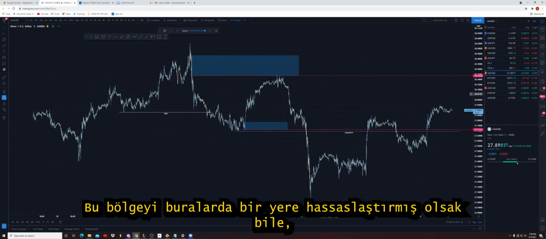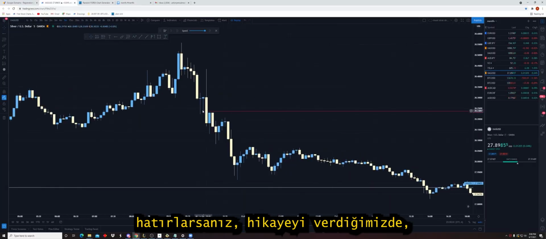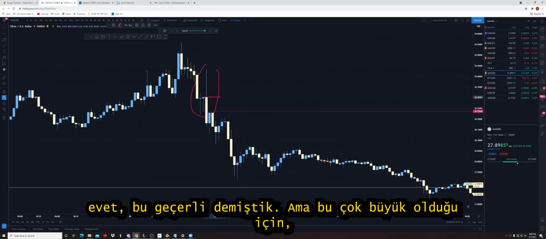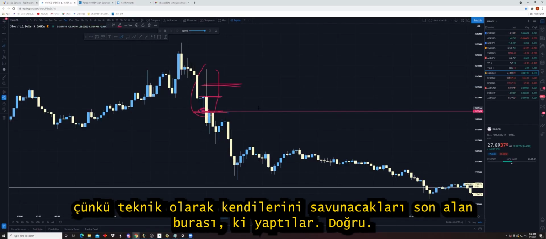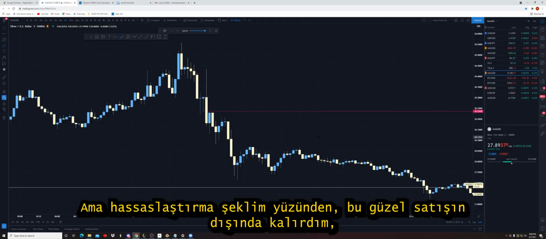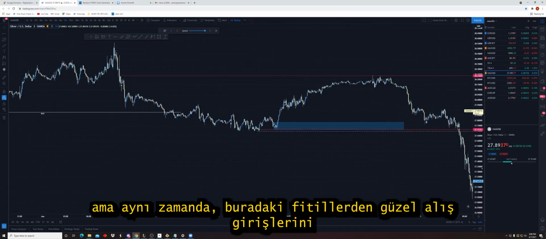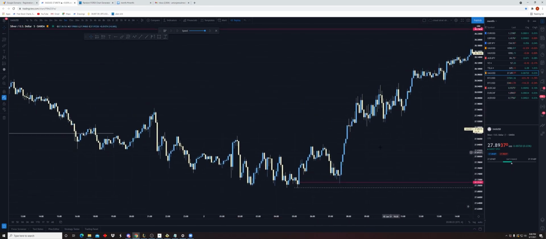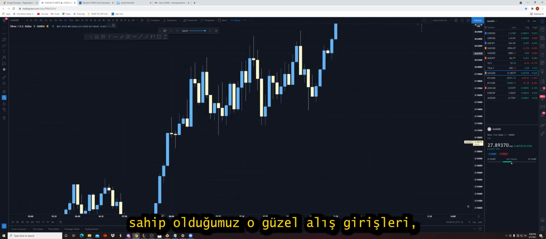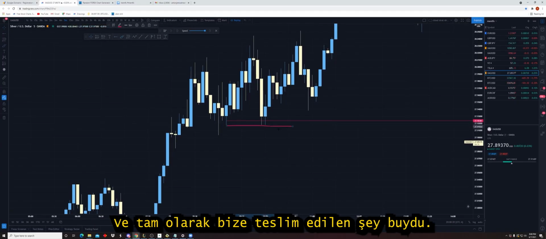And remember, just like we spoke about even in this silver up move, even though we had this zone refined to somewhere inside here, this is the low one. We spoke about this. If you remember when we gave the story, we said, yes, this is valid. But because of how large this was, we could use here or here. Now, it would be smart to use this because this is technically the last area where they would defend themselves, which they did, right? But because of the way I refined, I would have been kept out of this beautiful sell. At the same time, I would have been able to catch the beautiful buy entries off the wicks in here. If you remember, the beautiful buy entries off the wicks that we had inside of here, I think at the 50%, right? With this low as a protected low. And that's exactly what we were delivered.